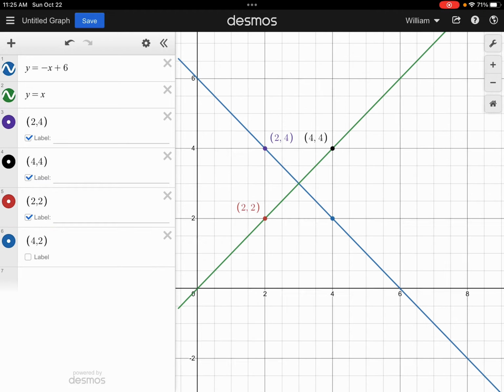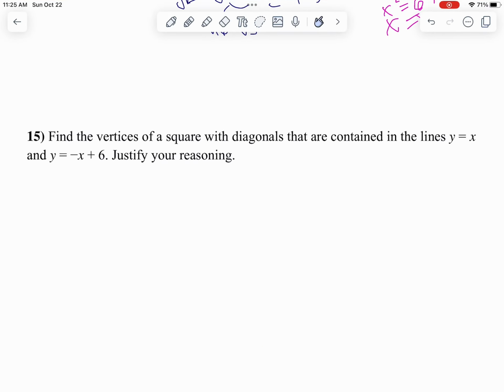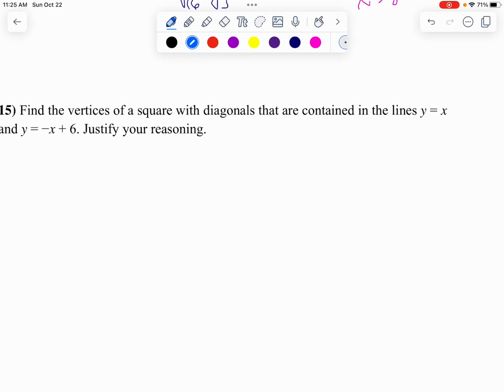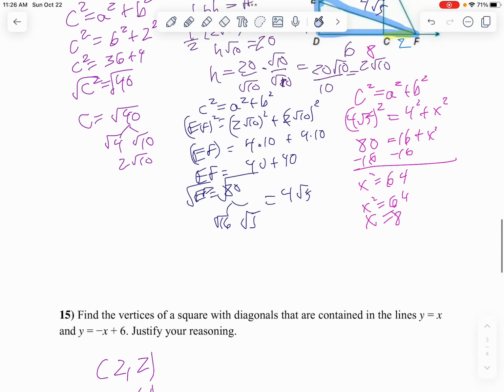Now, if you look at my answer key, I think I used 0, 0, but there's more than one correct answer here. So we're going to say 2, 2; 2, 4; 4, 4; and 4, 2. Now that gives you a square with a side length of 2. And there's your answer for that one. I think that's it for this assignment.